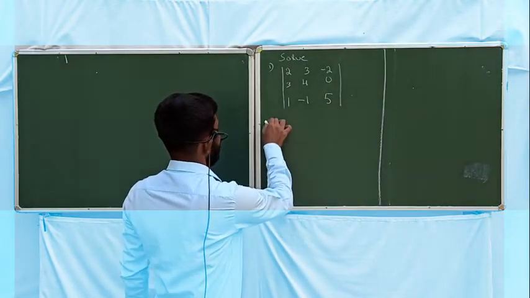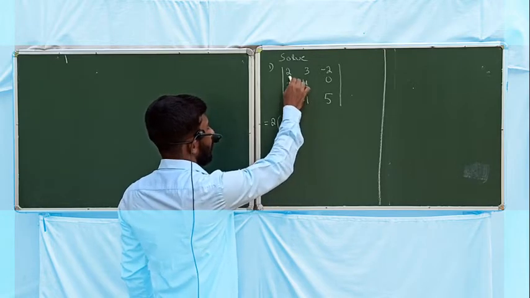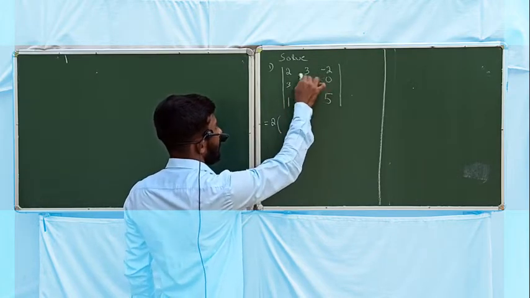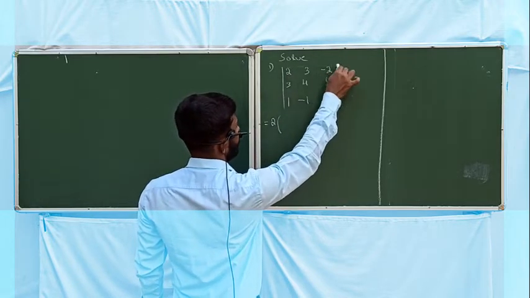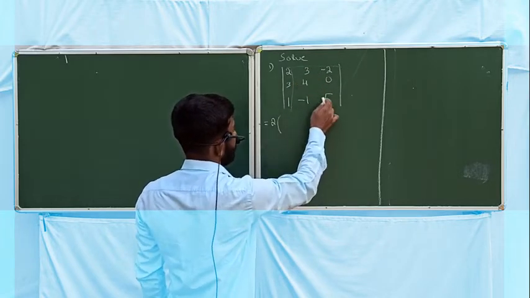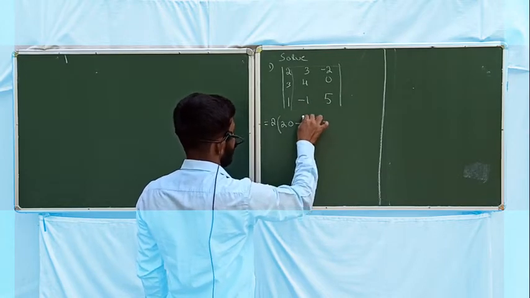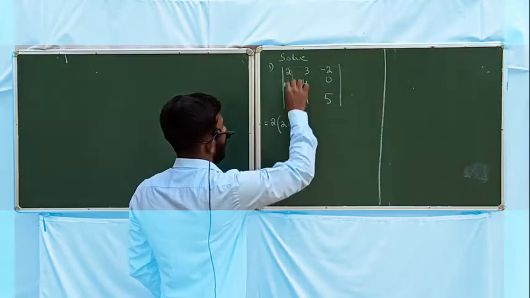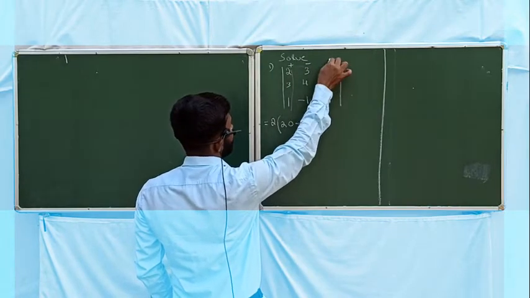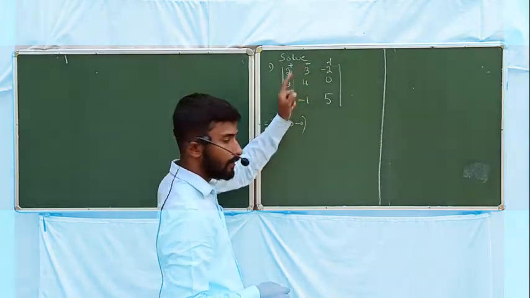First, take the element 2 into, delete the corresponding row and corresponding column like this. You need to delete this row and this column. What you will get? 4 into 5, 20, minus 1 into 0, minus 0. Alternative plus, minus, plus. What's the second element? 3, but need to take minus.